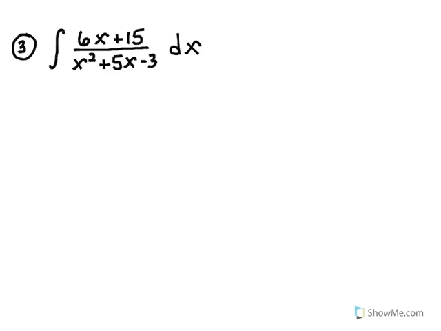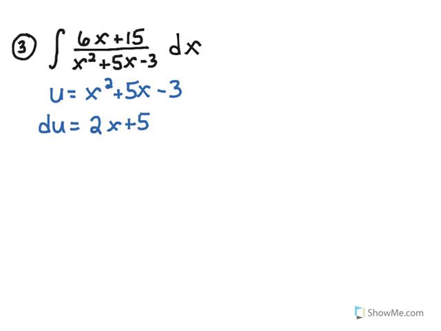So in this problem, we're going to use u is equal to the denominator, because it has the bigger degree. So we're going to use u equals x squared plus 5x minus 3. If we do that, what would du be equal to? So the derivative of that is 2x plus 5 all times dx.